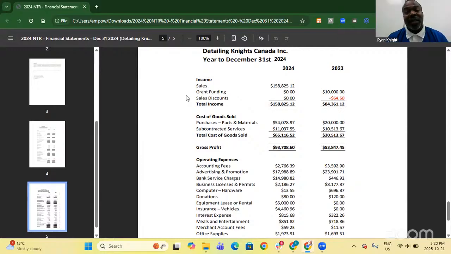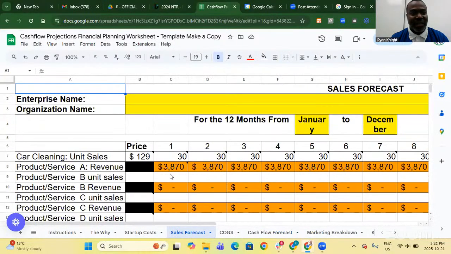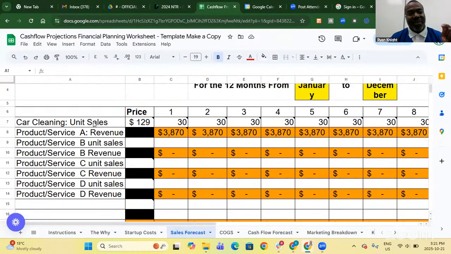Yes, exactly. But that's where your spreadsheet, you could have them all listed out so that you know where the income's all coming from. So when we go to the cash flow projections and the sales forecast, you could have each line item here, but then in your income statement, it's all going to total into one line item.